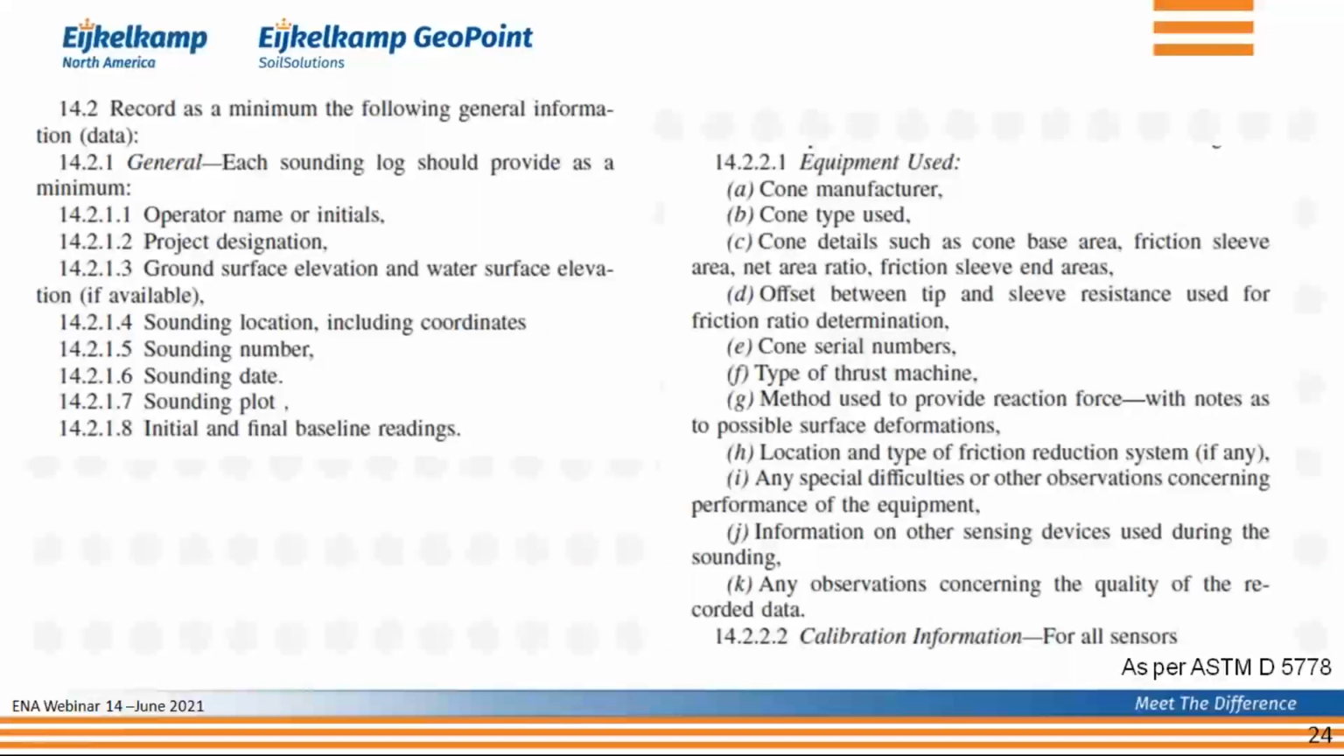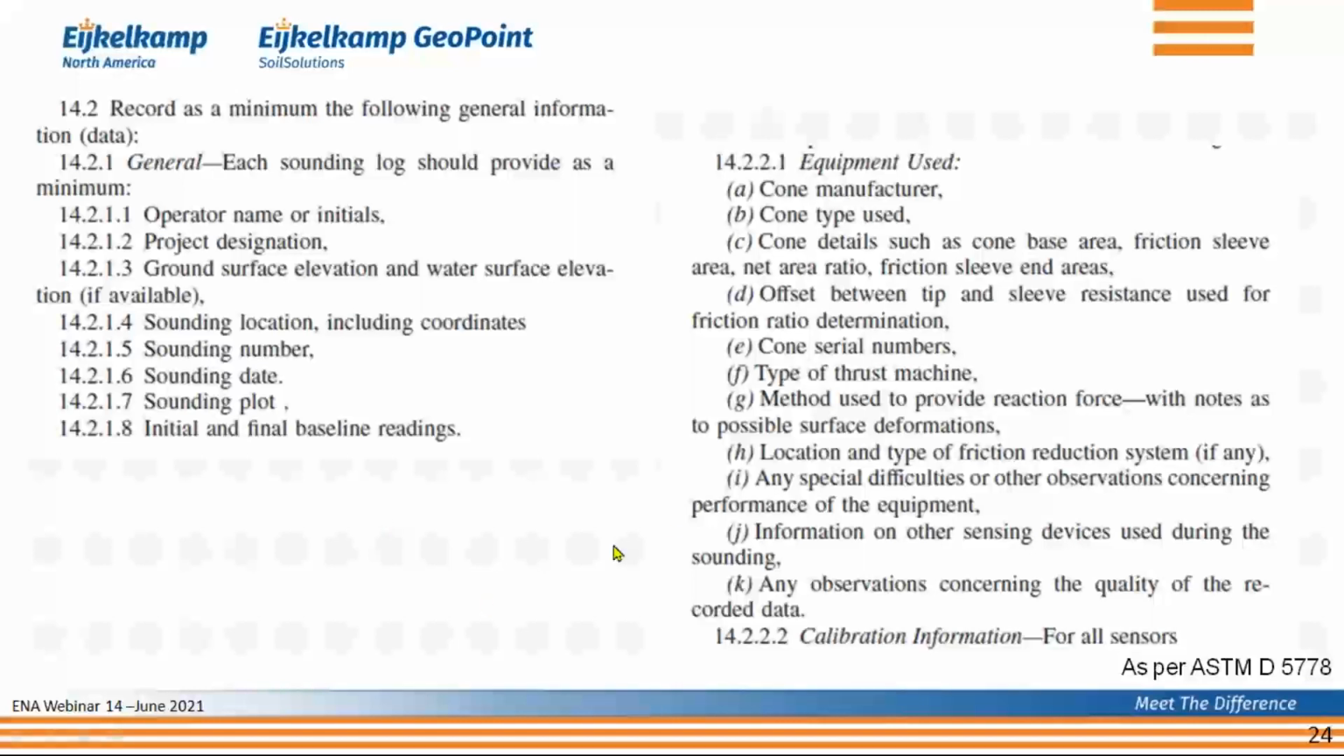But there is more. Still in the same ASTM standard, you see now a separate subparagraph that deals with the equipment that was used. The cone manufacturer, the cone type, cone details, cone serial number. All that information is readily available from the cone manufacturer. When you get a Eijkelkamp Geopoint Soil Solutions cone, we will provide you all that information. The type of thrust machine: what kind of pusher are you using to put the cone into the ground? And also, is that machine heavy enough that it provides adequate reaction force, or do you need to use ground anchors? Give some more information about that.